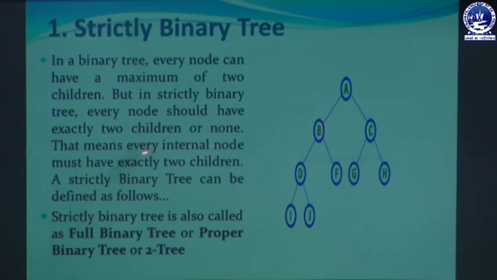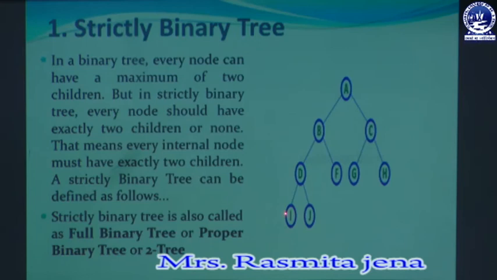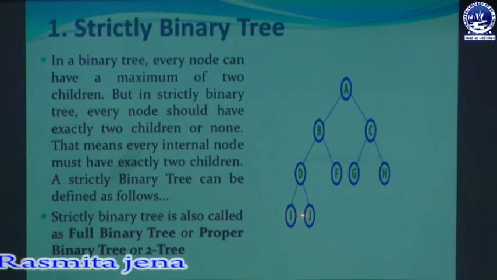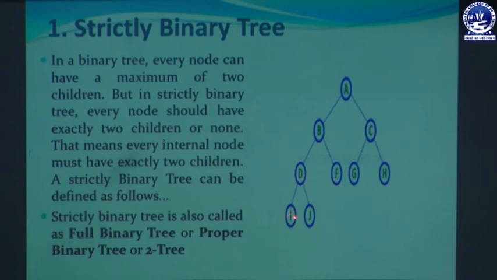That means every internal node must have exactly 2 children. You can see A, B, C and D are the internal nodes. Each internal node has 2 children, or none. You can see D is an internal node having 2 children, I and J. Similarly F, G, H have no children. That means in a strictly binary tree we must have 2 children or none. Similarly B and C are the 2 internal nodes having 2 compulsory children, that is D and F for the internal node B, and G and H for the internal node C.